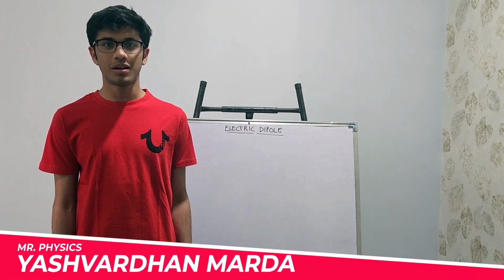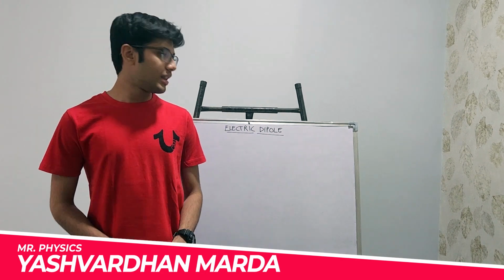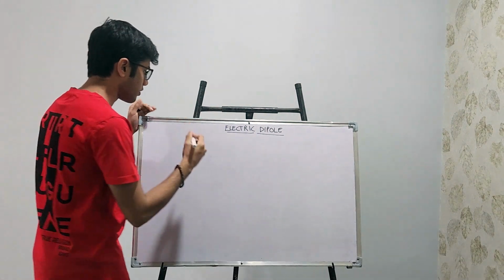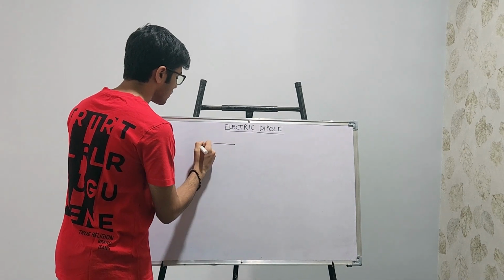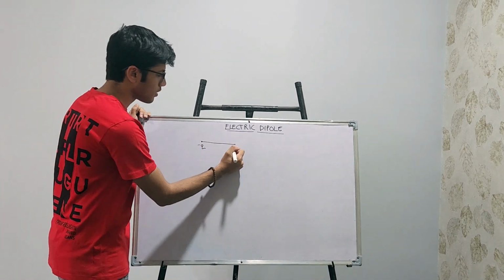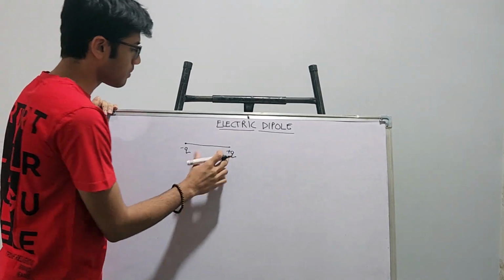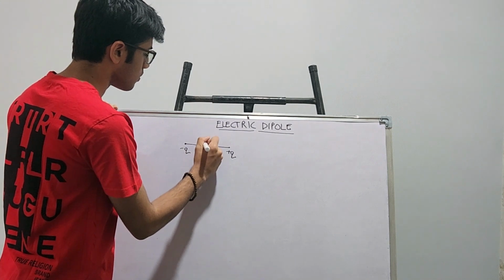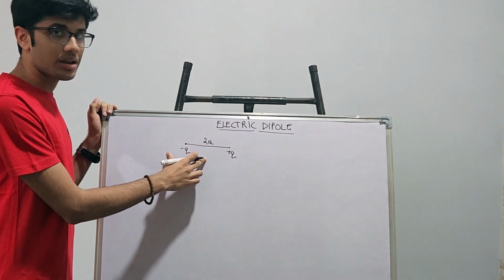Hi guys, I'm Yashvardhan Marda. Today I'm going to be talking about electric dipoles. So, how do we define an electric dipole? An electric dipole can be defined by two equal and opposite charges separated by a small distance. We can call this distance 2a, and this is the definition of an electric dipole.